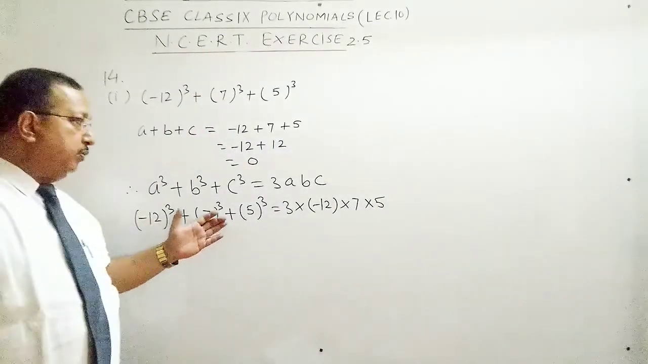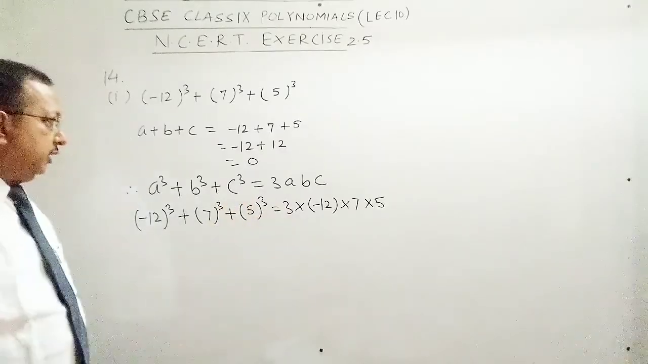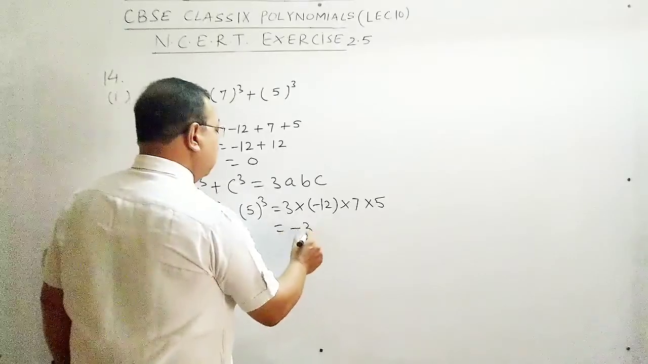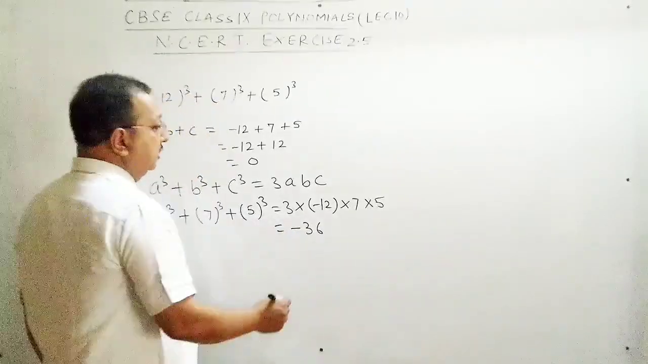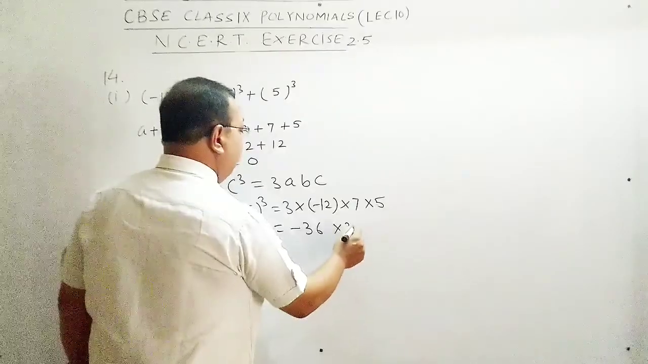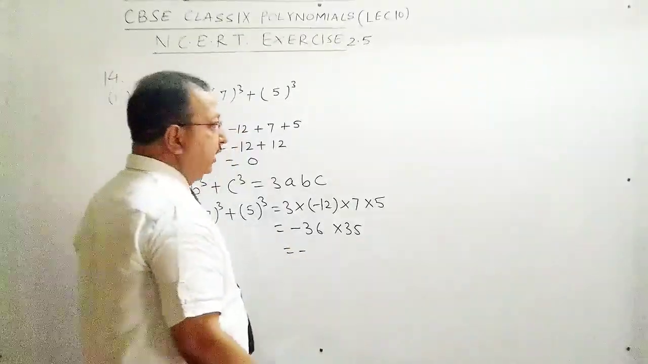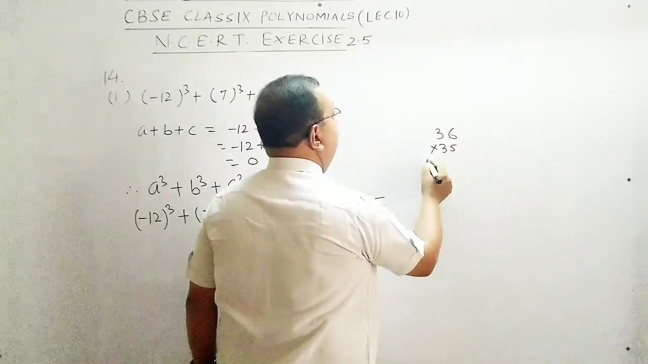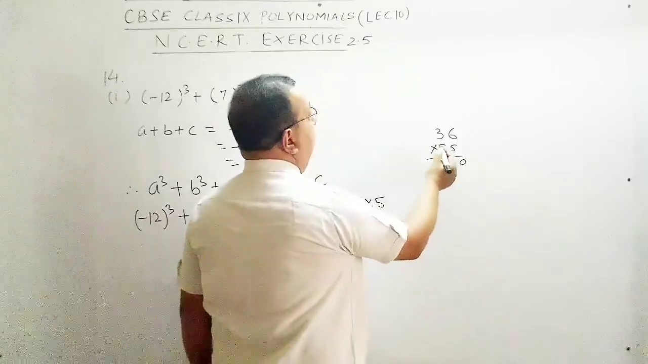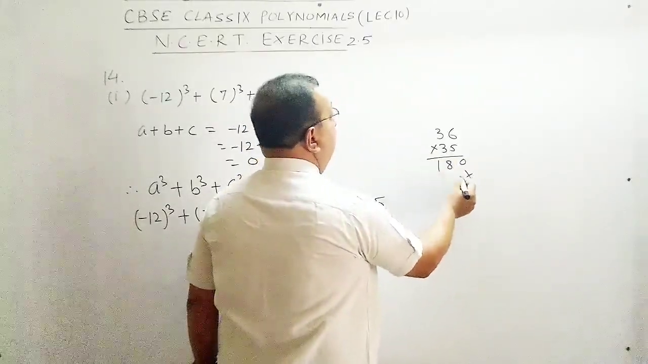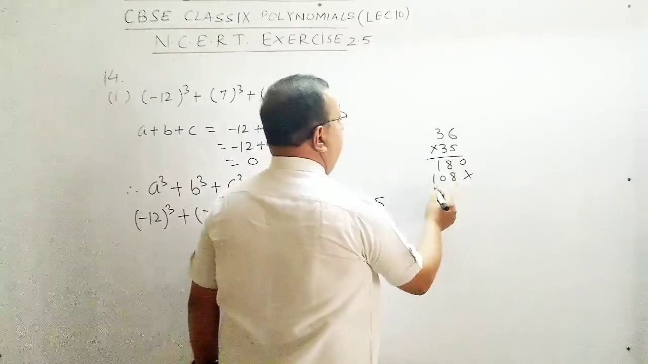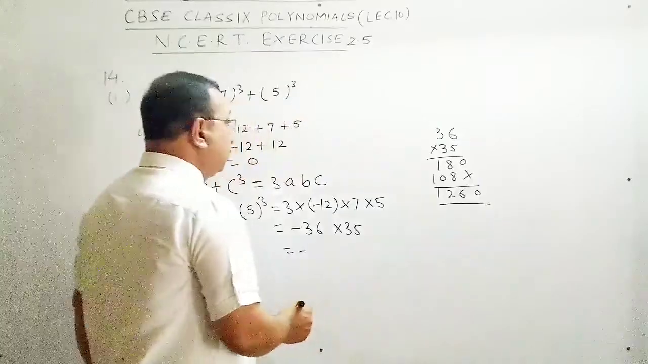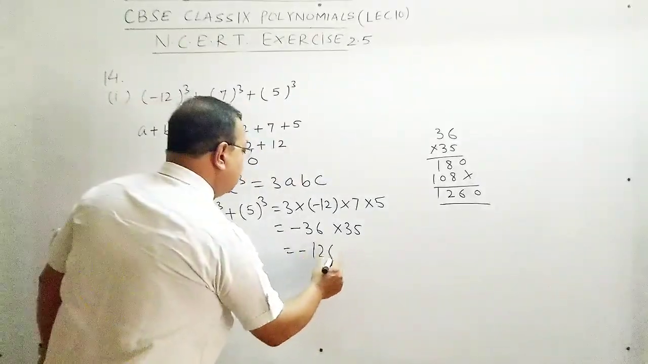A cube plus B cube plus C cube equals 3ABC. Now multiply them. 3 into minus 12 is minus 36. 7 into 5 is 35. Now 36 and 35 are multiplied. 36 into 35. 5 6 is 30, carry over 3. 5 3 is 15, 3 18. 3 6 is 18. 3 3 is 9, 1 10. 8 plus 8 is 16. 1 plus 1 is 2. That is 1260.